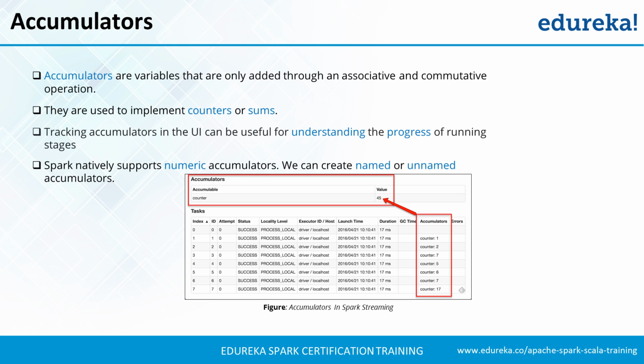There we used to have counters, which help us debug the program as well, and you can perform some analysis in the console itself. This is a similar thing you can do with accumulators. You can implement your counters with this. You can also sum things up with this. If you want to track through the UI, you can also do that. As you can see in this UI itself, you can see all your accumulators as well.